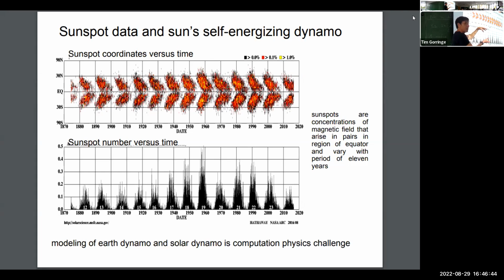I should say that sunspots typically always come in pairs. And that's related to the magnetic field. There's magnetic flux that comes out of one and returns into the other. So we're seeing flux bursting out of the surface of the sun and returning into the surface of the sun. And these sunspots don't just vary in time, but they vary in position, reflecting details of the magnetic field in the solar dynamo.